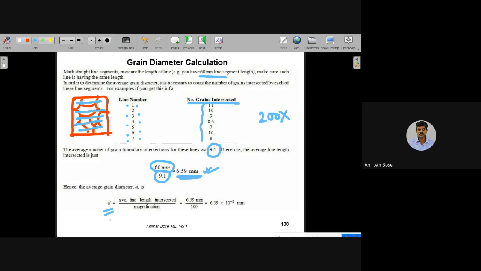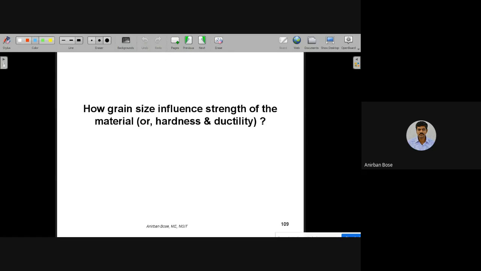So this is another technique by which you can calculate the grain diameter. This is called the line intersection method. There are other techniques also, like drawing different circles and doing it in a similar way, but these are certain very popular methods.